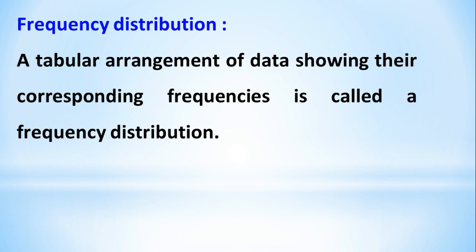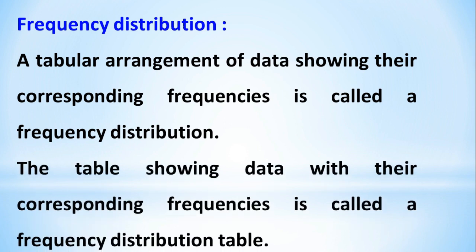In the previous class, we have learned what we mean by tabulation and what we mean by frequency. If the tabular arrangement is done according to the frequencies, we call it a frequency distribution. And the table showing the data, the numerical data that we have collected, is called data. So the table showing data with their corresponding frequencies is called a frequency distribution table.